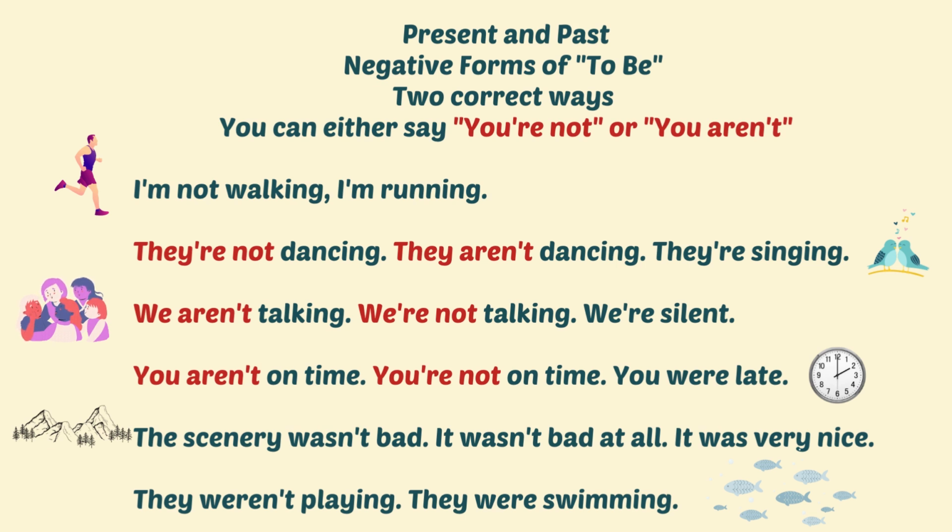Present and past negative forms of to be. There are two correct ways to say it. You can either say you're not or you aren't. I'm not walking, I'm running. They're not dancing, they aren't dancing, they're singing. We aren't talking, we're not talking, we're silent. You aren't on time, you're not on time, you were late.